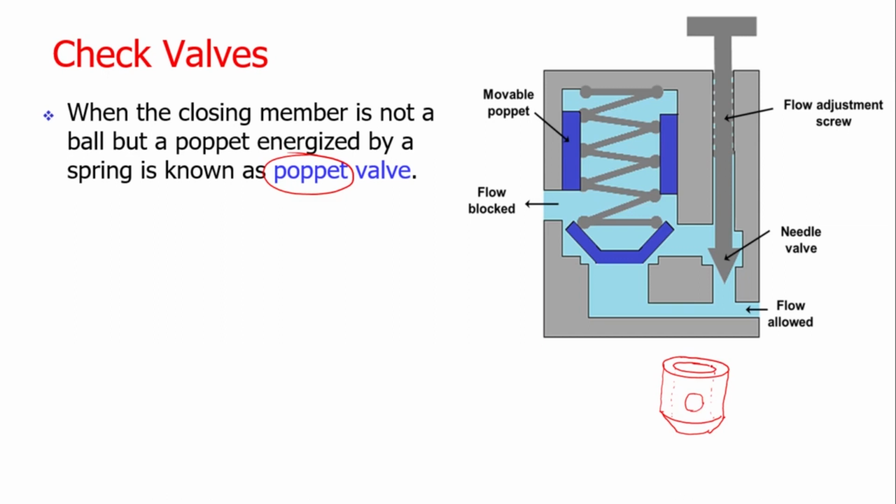A typical construction of a poppet based check valve can be seen on your screen. It has the body of the valve. This is the valve body.